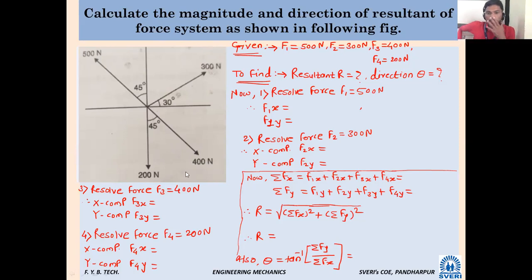Okay, have you solved? Where are you? Hello? Hello? Yes, sir. Are you with me? Sir, resultant 190.22 Newton. Yes, same, sir. Just a minute. Let me check.